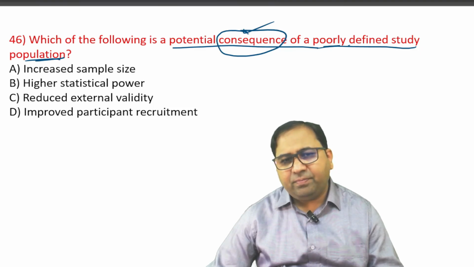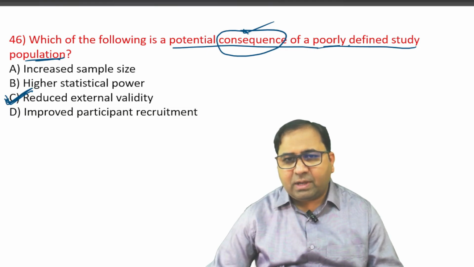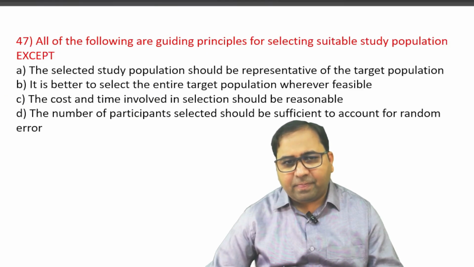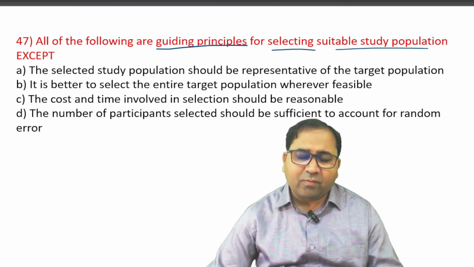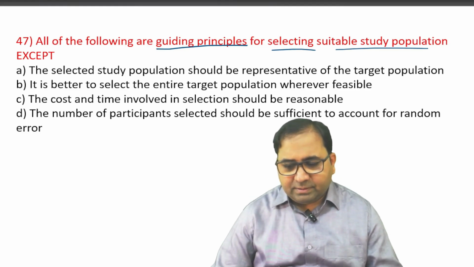The answer is reduced external validity, because you cannot generalize the results to the population. Okay, please remember this point. Next, all of the following are guiding principles for selecting the suitable study population except what? So three are correct, one is wrong.